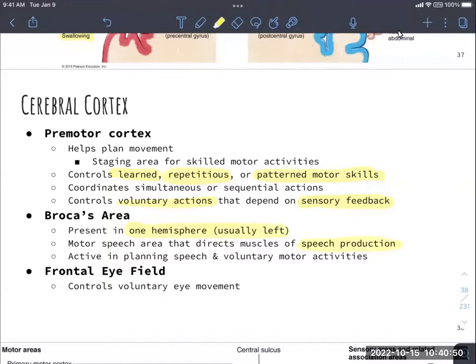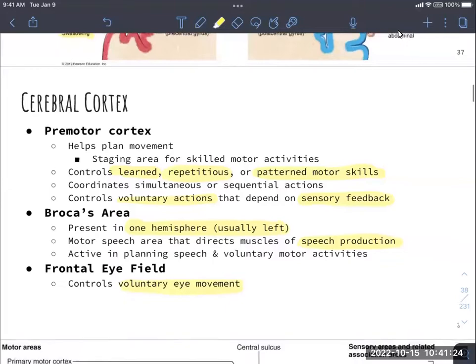Our frontal eye field, when we get to the last chapter of this class, we're going to look at special senses, and we're going to look at those 6 muscles that help move your eyeballs. There's 6 muscles attached to each eye. How your eyes move, those muscles help move your eyes. That's done in that frontal eye field. That's all voluntary eye movement.